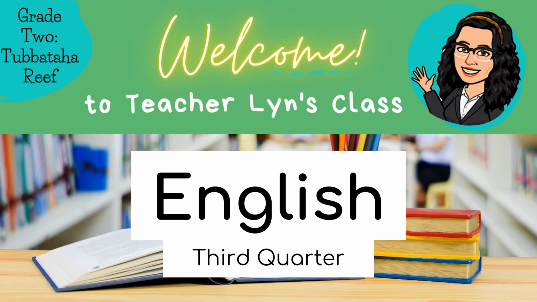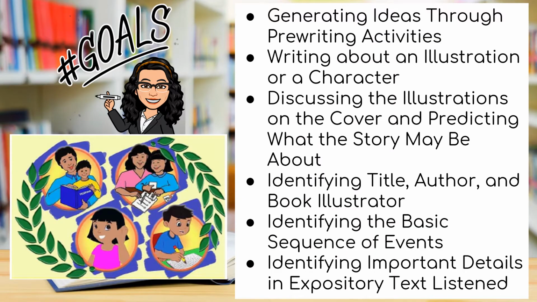Today, we'll discuss lessons in English for the third quarter. These are our lessons for today. Generating ideas through pre-writing activities. Writing about an illustration or a character. Discussing the illustrations on the cover and predicting what the story may be about. Identifying title, author, and book illustrator. Identifying the basic sequence of events, and identifying important details in expository text listened to.